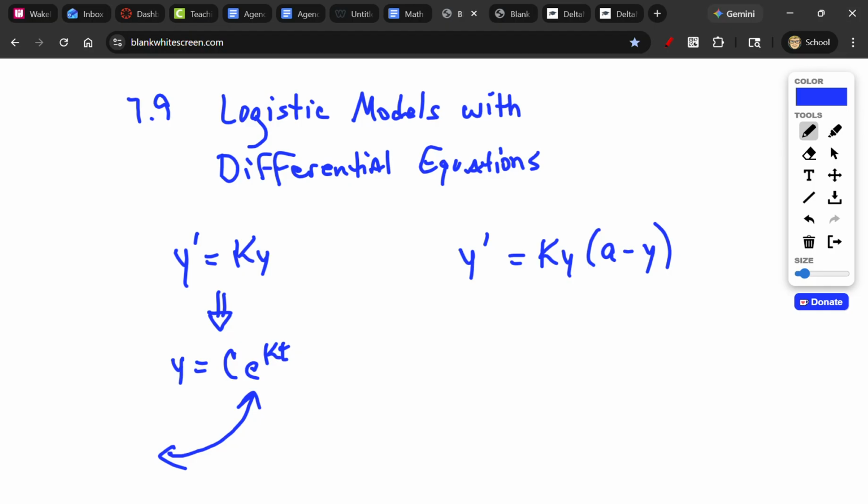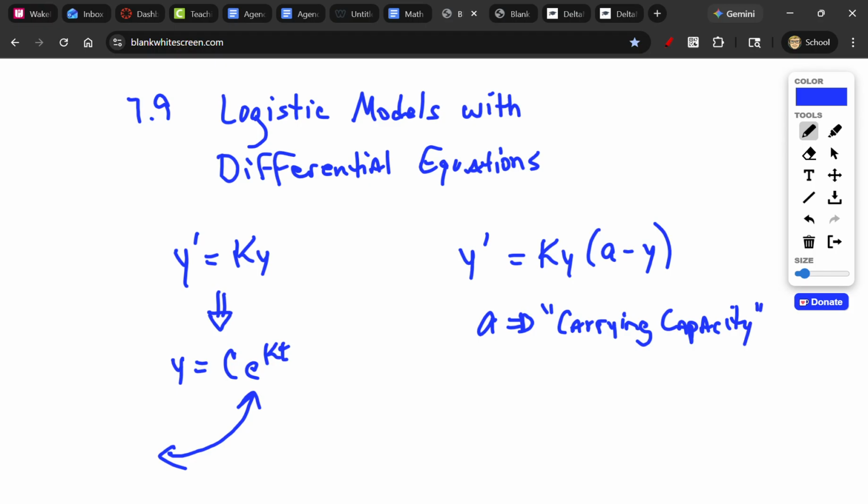The logistic model is this one over here. And what's happening with the logistic model is you've got this rate of change that's dependent on the amount present times a constant, right? So the more stuff there is, times this a minus y. And here, a, you need to know this, or write this down. A is called the carrying capacity.